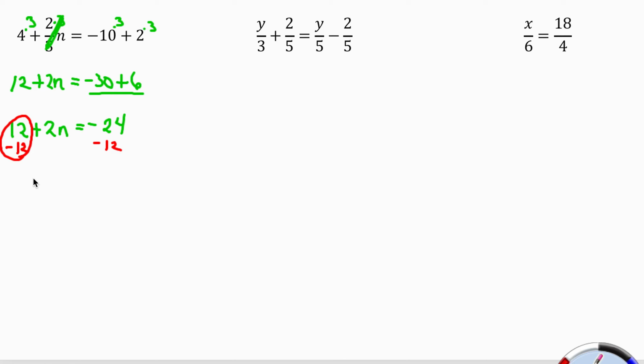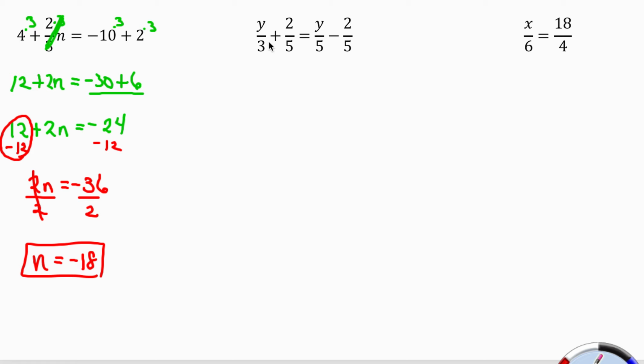So 0 plus 2n. Signs are the same, means add. Keep the sign in front of the biggest one. And then undo whatever's being multiplied to your variable. So divide by 2 so that you have 1n equals negative 18.